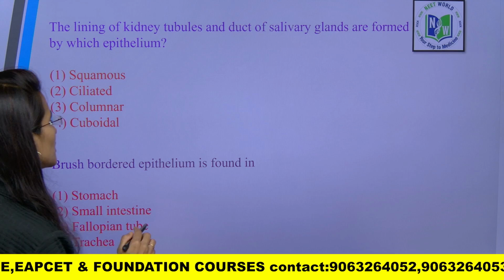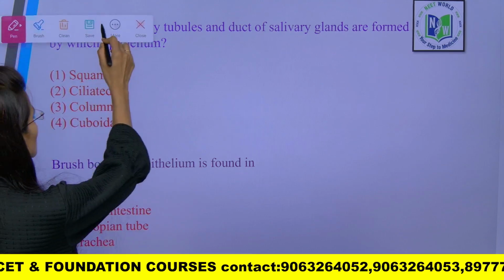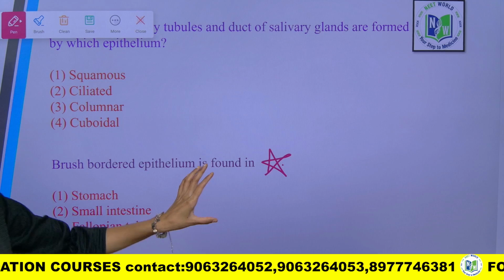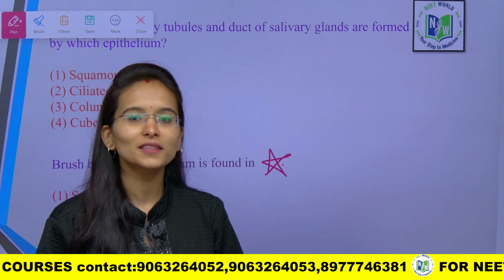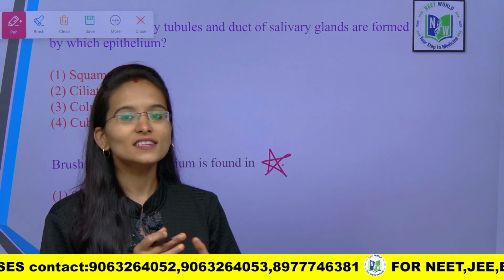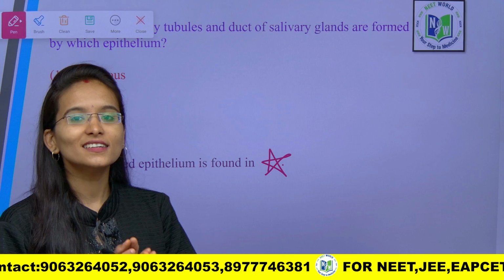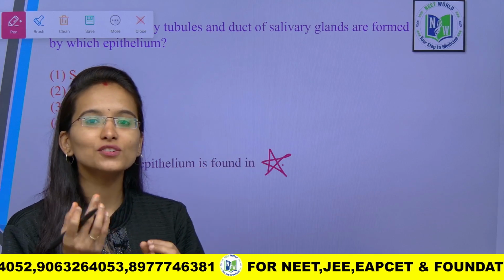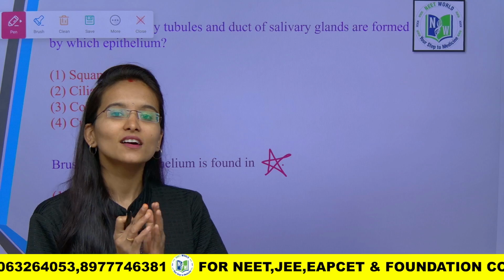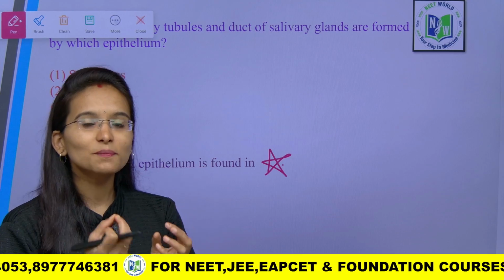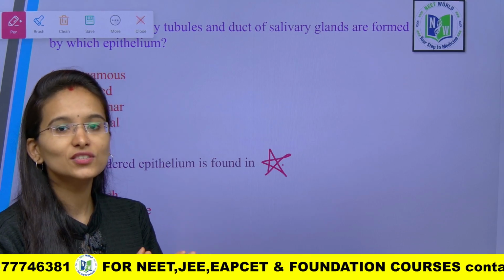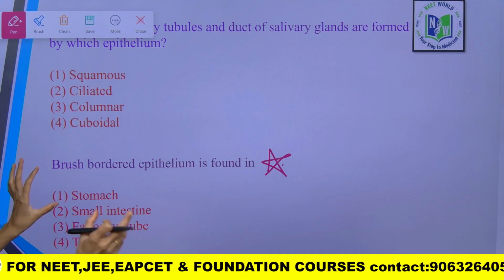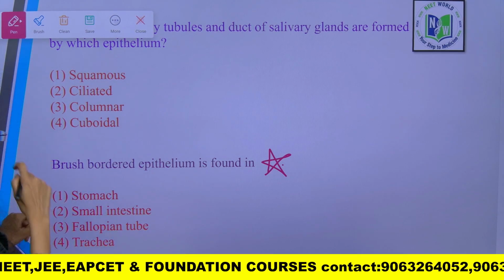Brush bordered epithelium is found in... It is the most important question. Brush bordered epithelium is found in... Here, brush bordered epithelium means that inside the intestine, the columnar epithelial cells are modified and show finger-like projections called villi. The presence of these villi inside the tissues is called brush bordered epithelium. So we have to find its location now.